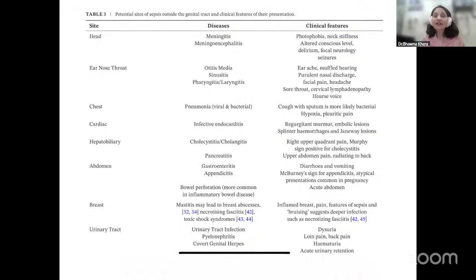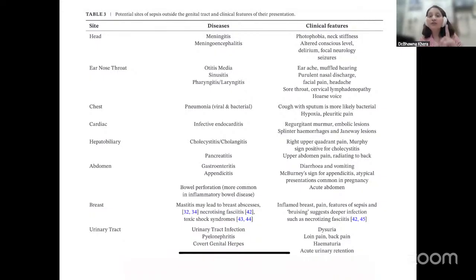Hepatobiliary can be cholecystitis or cholangitis. So the typical right upper quadrant pain, Murphy sign positive. That is, if you put pressure on the tip of the ninth costal cartilage, the patient will wince with pain, right? So that's the Murphy sign positive for cholecystitis. Upper abdominal pain which is radiating to the back.